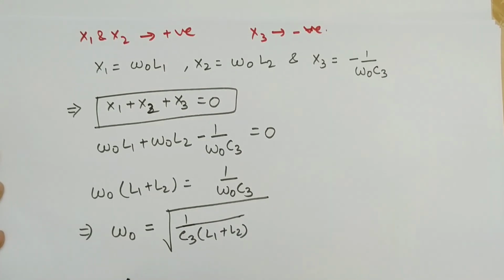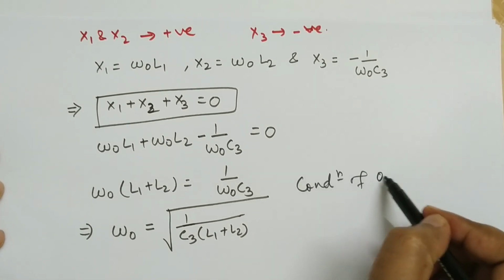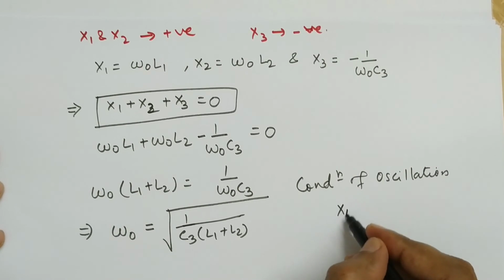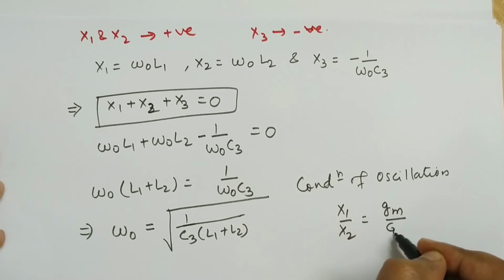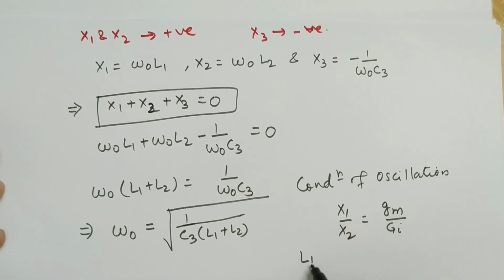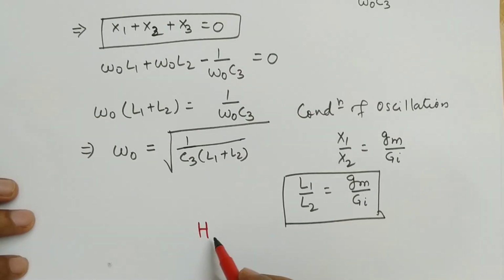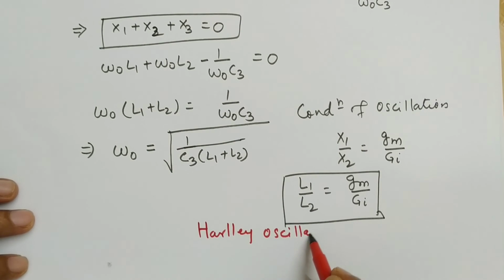And the condition of oscillation will be x1 divided by x2 equal to Gm by Gi. So L1 by L2 equal to Gm by Gi. This oscillator is known as Hartley oscillator.